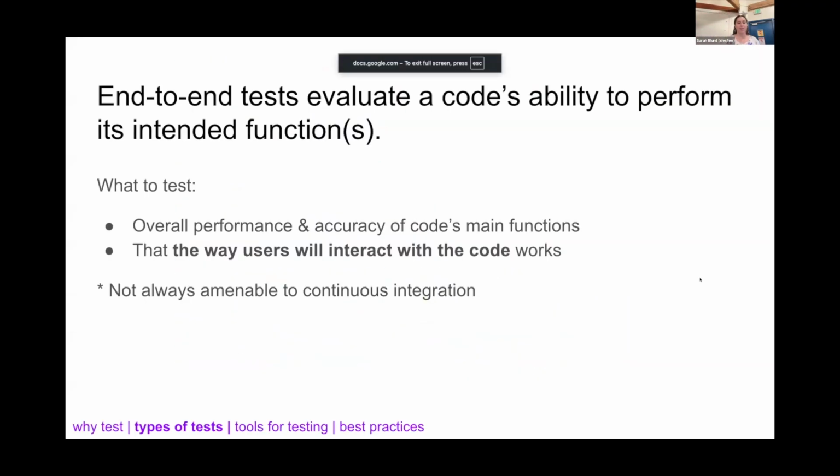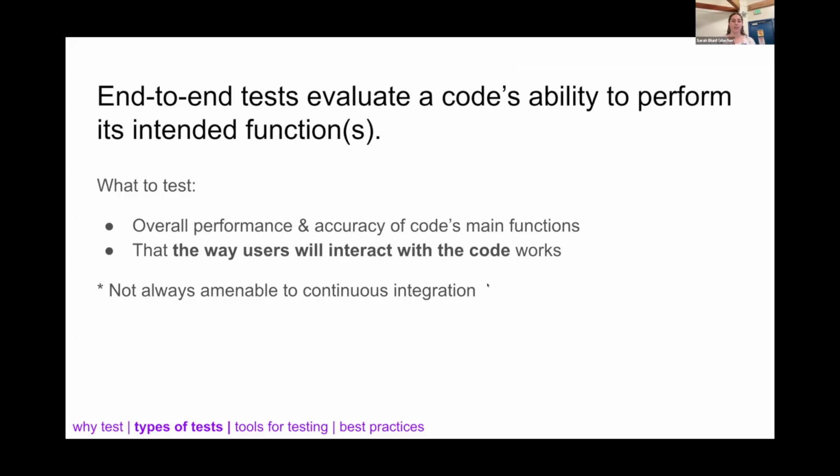All right, so we talked about unit tests. Let's now talk about end-to-end tests. So remember, unit tests test the smallest bits of code. End-to-end tests, on the other hand, are going to evaluate a code's ability to perform its intended functions. So from the start to the end, you want to see that the way that your user actually is going to interact with your code works from start to finish. So you want to test the overall performance and accuracy of the code's main functions. And like I said, the way that users will interact with the code works.